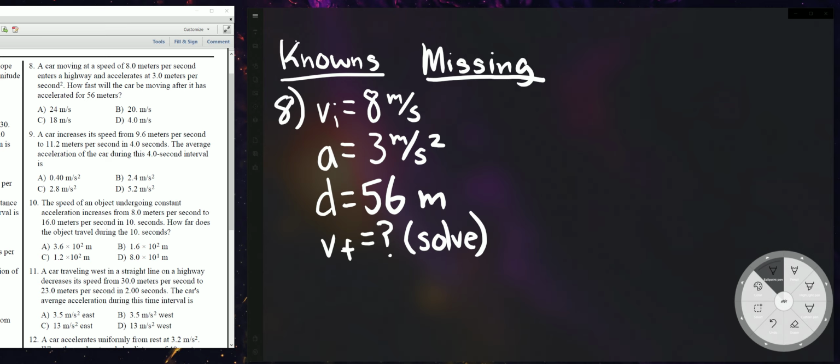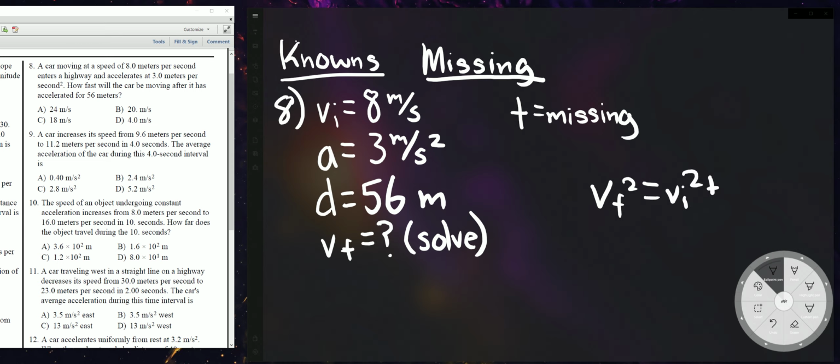Which formula has all these 4 variables and which formula is missing t? Which one is missing t? Has all these 4 variables. It is going to be vf squared equals vi squared plus 2ad. Alright, that's your formula. That's the formula you're going to use.